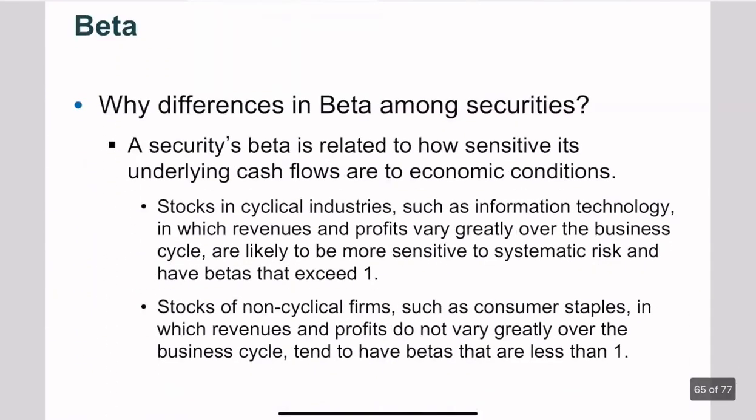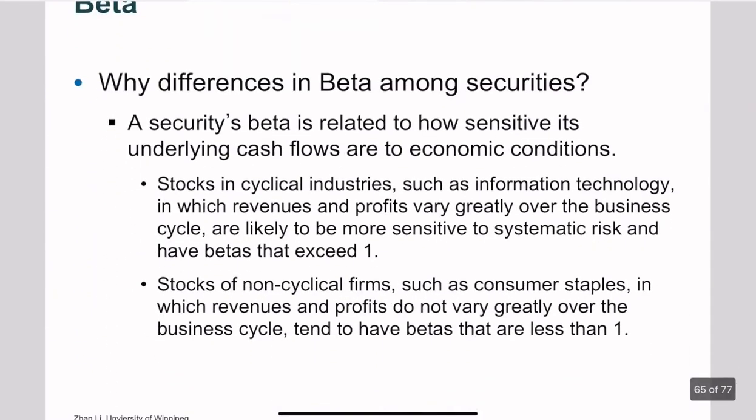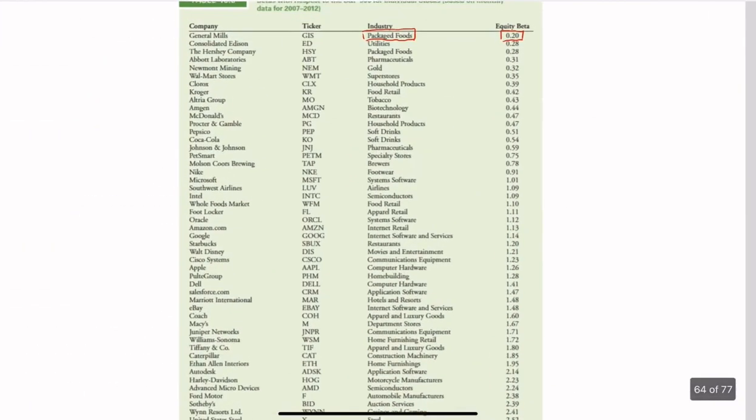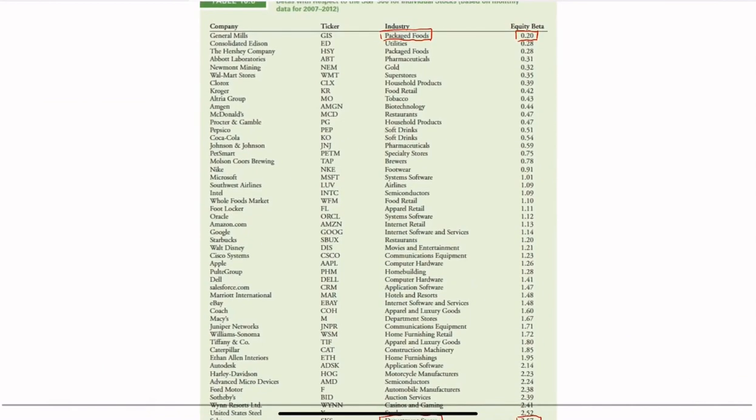Well, the reason is the size or the magnitude of beta is related to how sensitive this firm's cash flows are to economic conditions. We could use these two firms as examples. General Mills is a food producer. You can imagine that no matter whether the economy is good or bad, people need to buy food, right? So the cash flows of General Mills are generally smooth and stable.